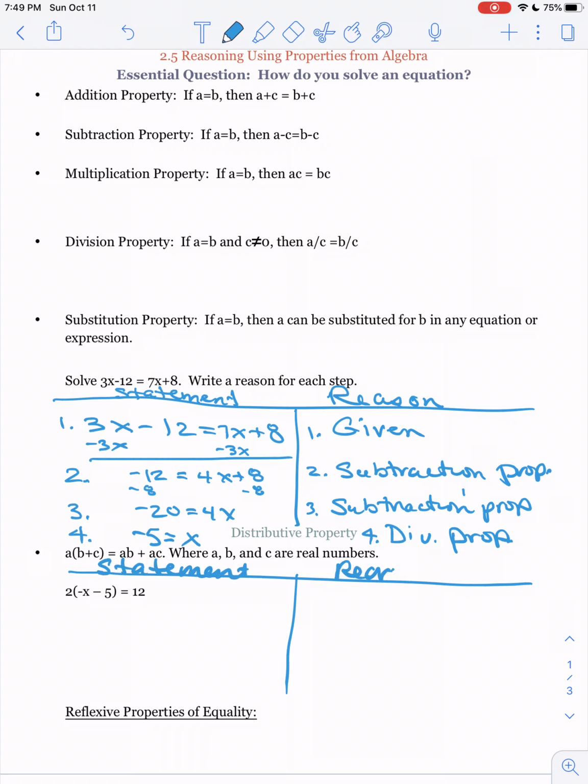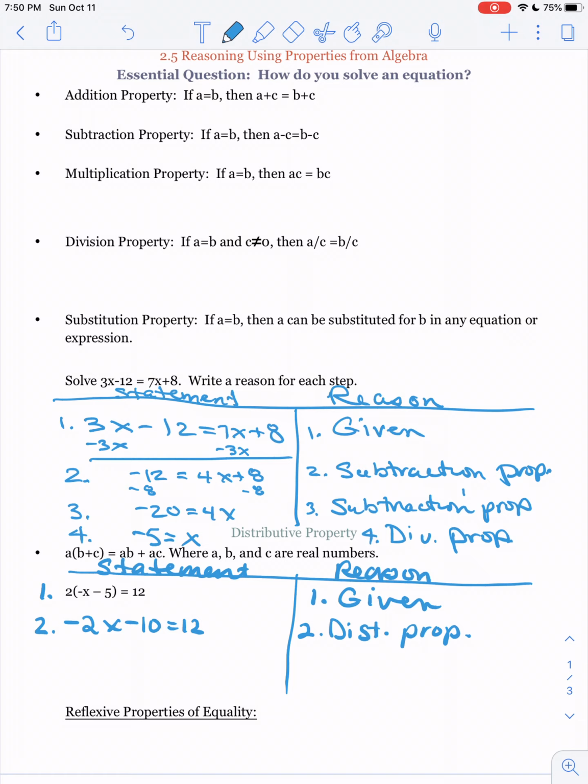So again, you start with your given. You usually number your columns, and we say the reason I know that's true is because it was given to me. Second step, what I would probably do is distribute that 2. So I get negative 2x minus 10 equals 12. What did I just do there? I used the distributive property.